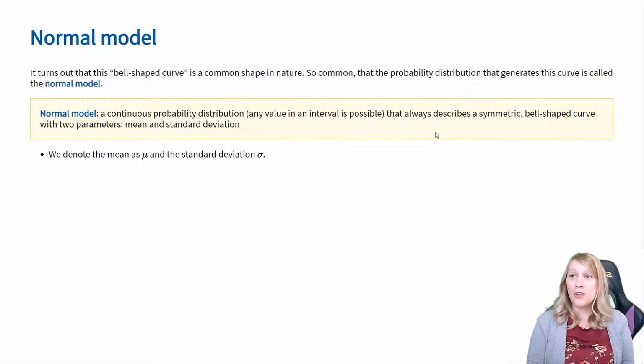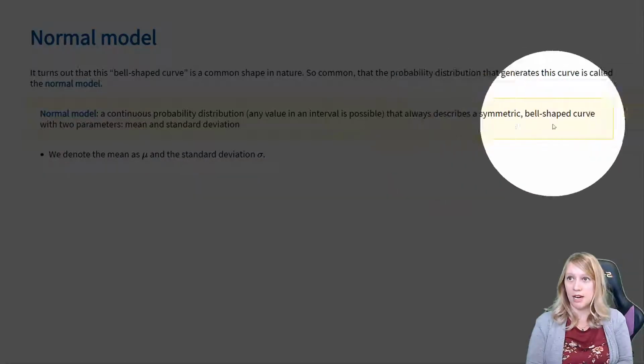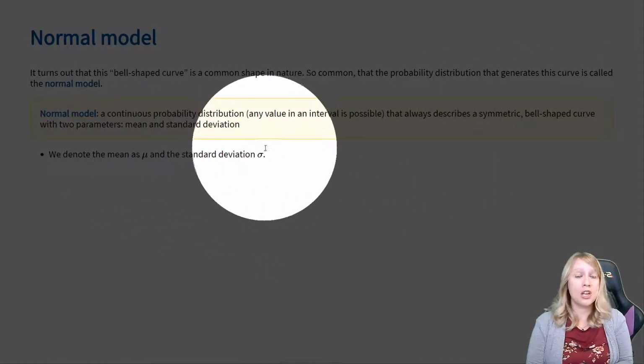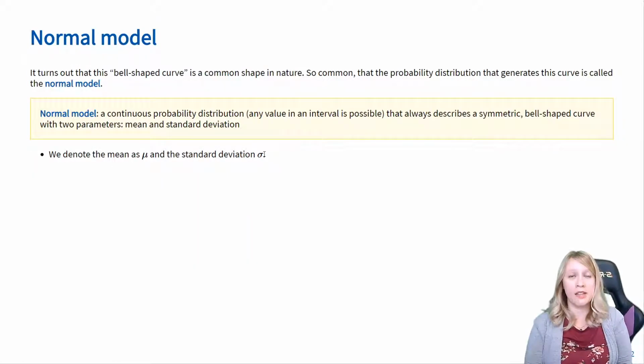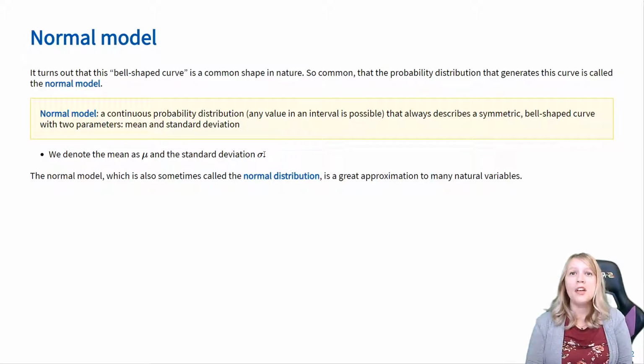Now, this normal model has two what we call parameters, so two values that help us define this normal model. They're the mean and standard deviation. We'll denote the mean of a population model with a lowercase Greek letter mu, and the standard deviation of a population model with a lowercase Greek letter sigma. So these two numbers will help us characterize the normal. The normal model is sometimes called the normal distribution. You may have also heard this referred to as the Gaussian model. This is a fantastic approximation for many variables that we see out in nature.